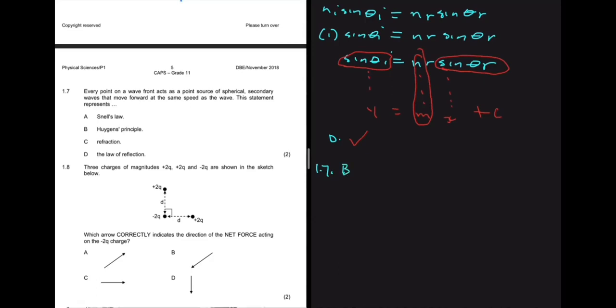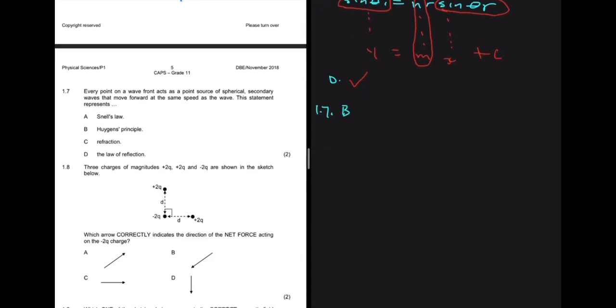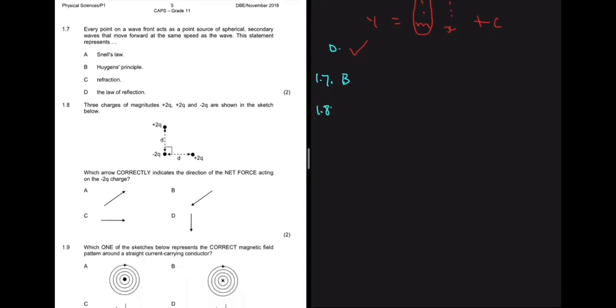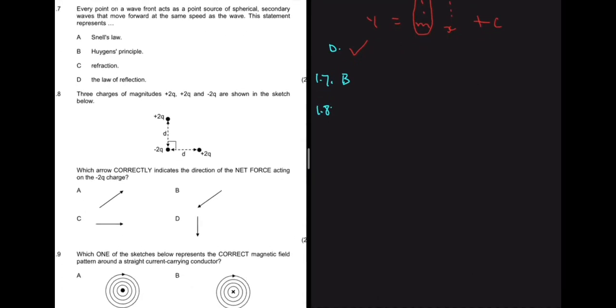Just look up the definition and the principle accompanying it, and you will realize that the answer for 1.7 is B. And then for 1.8, this is an interesting one, right? It's really easy, but yeah, it's interesting. Saying that 3 charges of magnitude plus 2q, plus 2q and minus 2q are shown in the sketch below, right? Which arrow correctly represents the direction of the net force acting on the minus 2q charge?